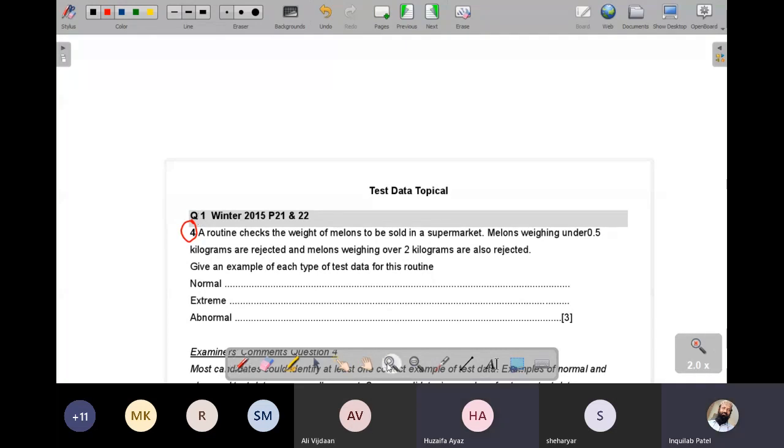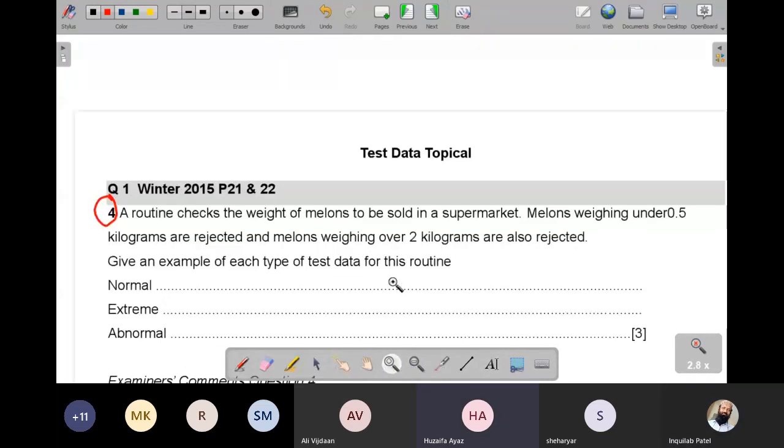A routine checks the weight of melons to be sold in the supermarket. Melons weighing under 0.5 kilograms are rejected and melons weighing over 2 kilograms are rejected. Give an example of each type of test data for this routine: normal, extreme, abnormal. How many marks are there? 3. Are you asked to describe, explain or give a reason? Just give an example. No description is required.